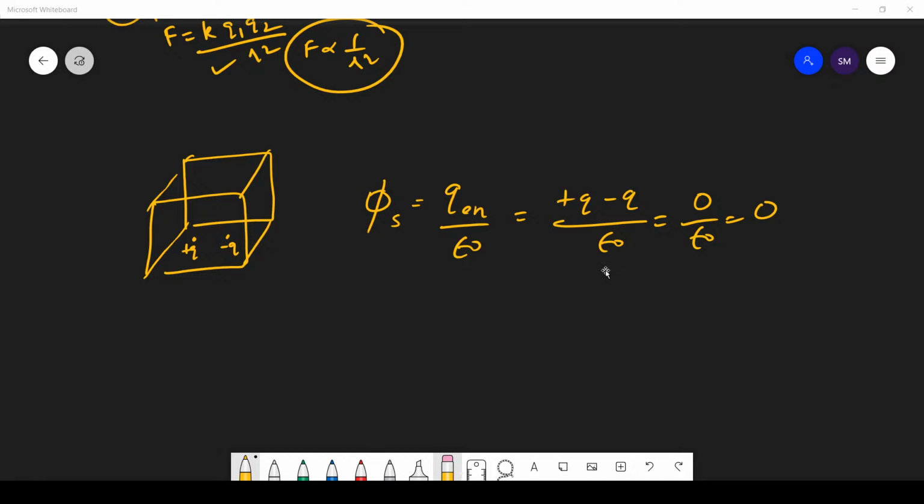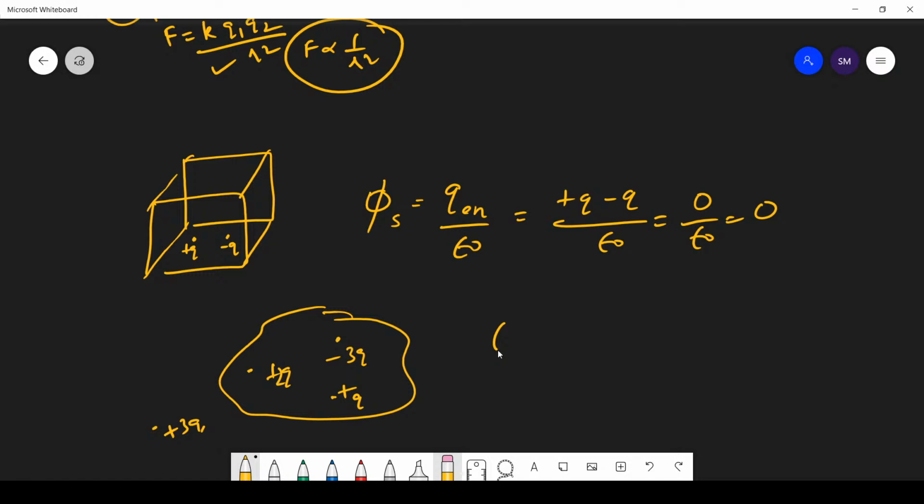So that is an important point. Suppose you have a question similar to this type: you have a surface, and there is charge plus 2q, minus 3q and plus q, and here you have a charge plus 3q. So you have this charge configuration. What is the flux through the surface?